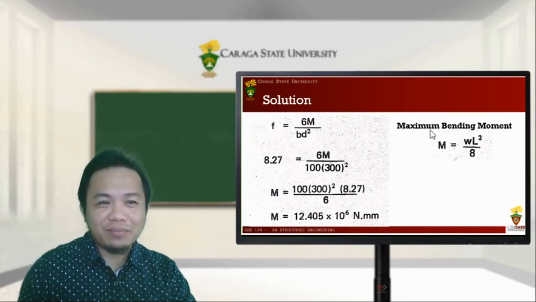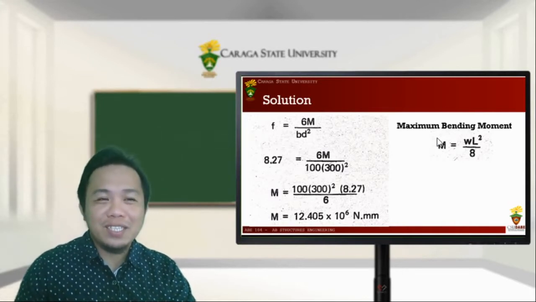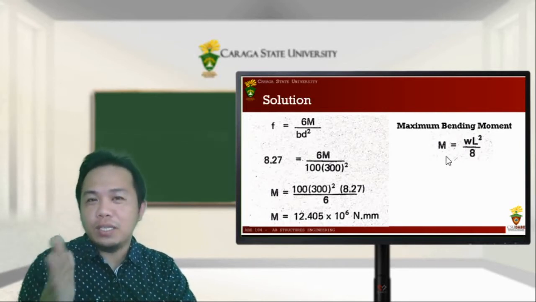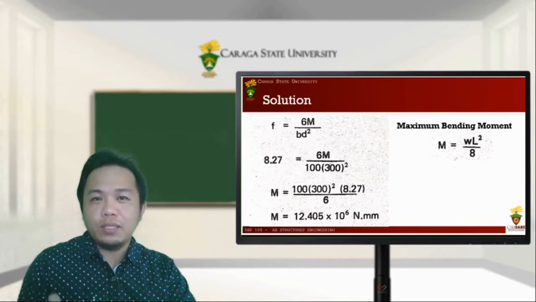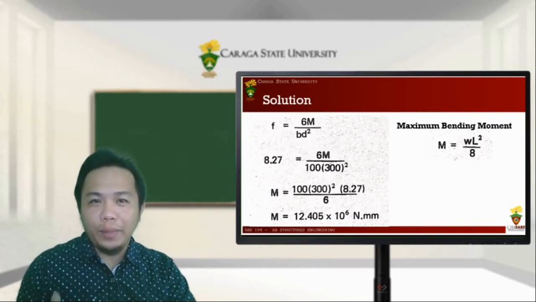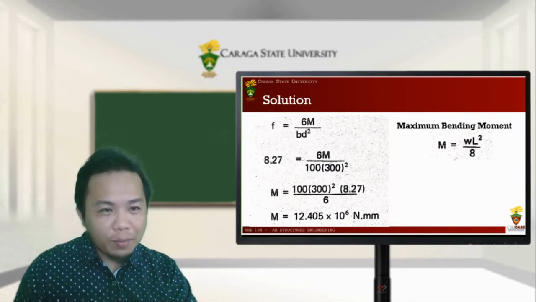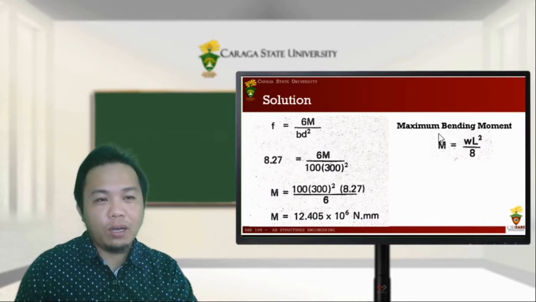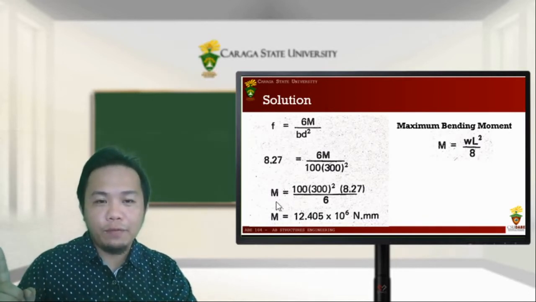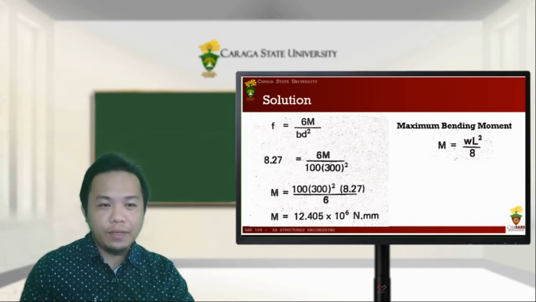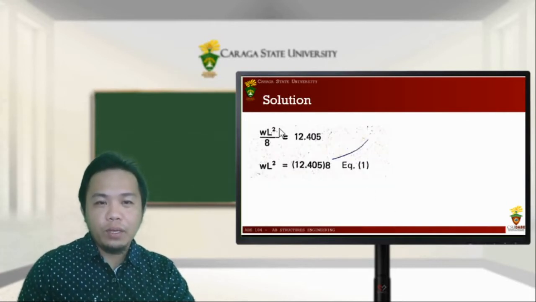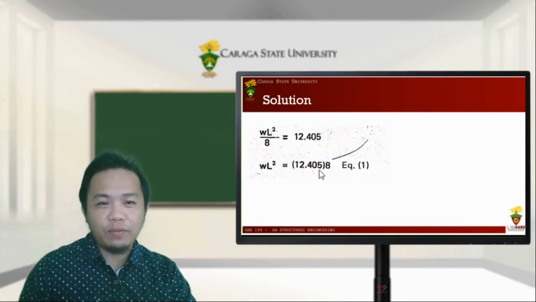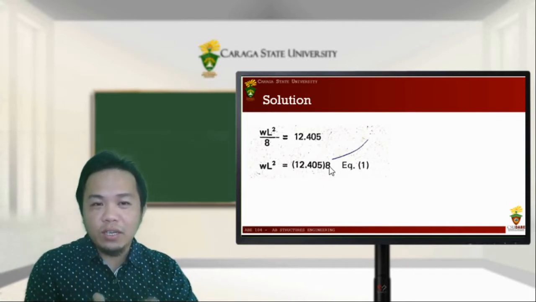But it's true. M equals WL squared over 8, the maximum bending moment. Zero shear corresponds to the maximum bending moment. Using this formula, we can formulate our first equation. We have M equals 12.405 here, so our first equation is WL squared over 8 equals 12.405 times 10 to the power of 6. So that's our first equation.